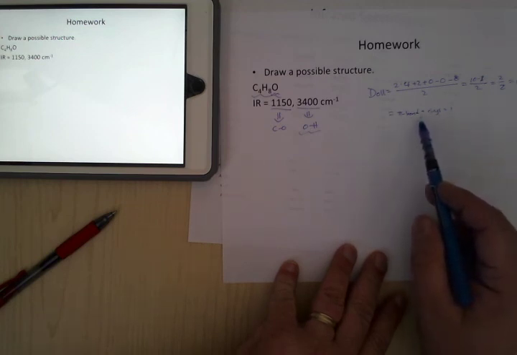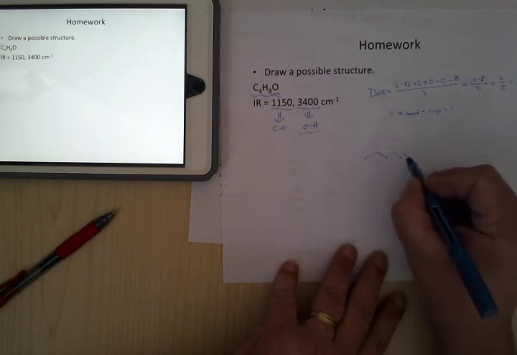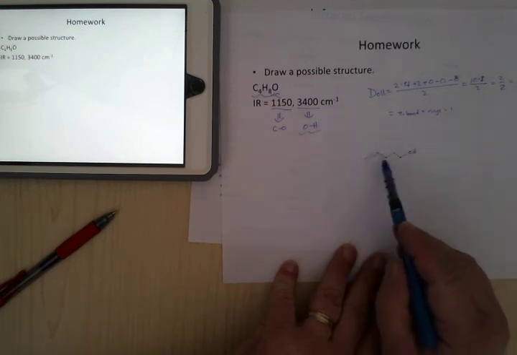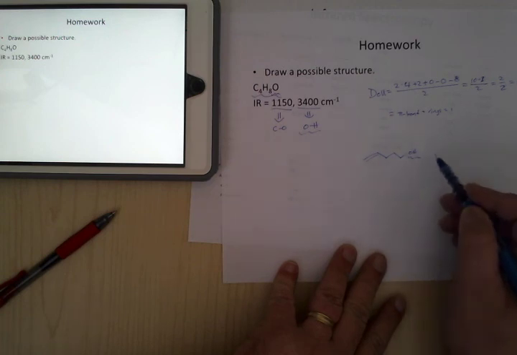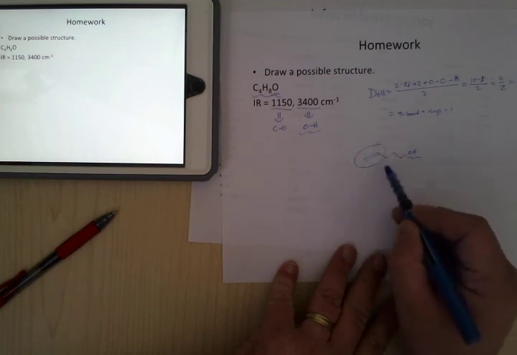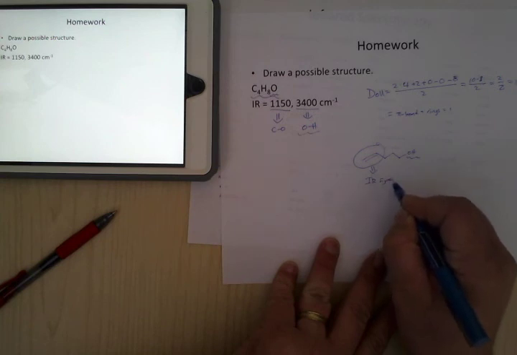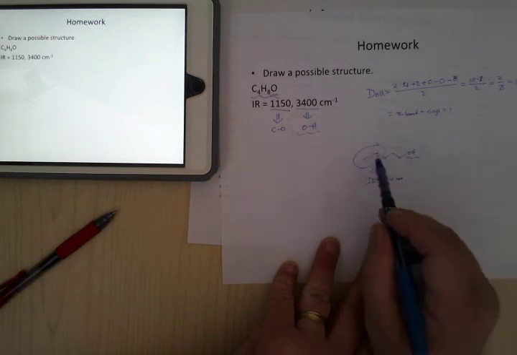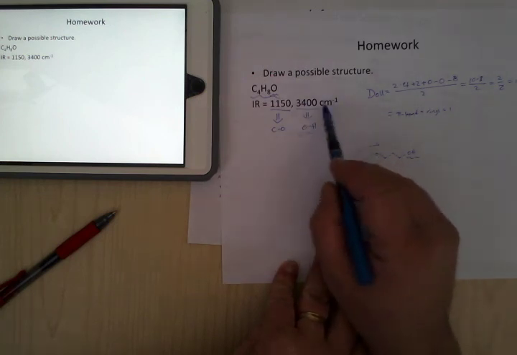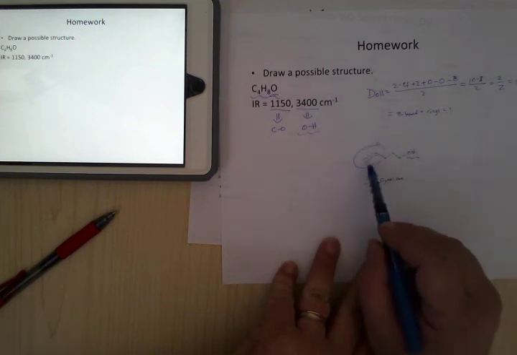Well, let's say the structure looked like 1, 2, 3, 4, 5. Let's say it was this, and then we had a double bond over here. Notice what's missing. If it were a pi bond, what would we need? We'd need a signal from this. This would give an IR signal too. We don't have that. We don't have the double bond, so it's not in this list. It's missing.